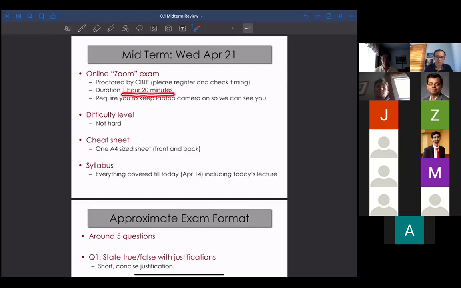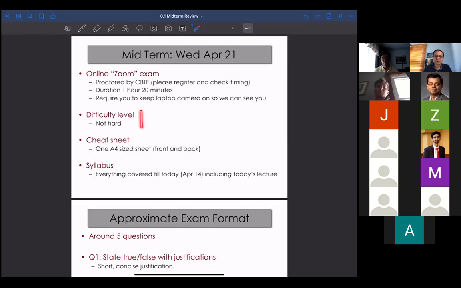Duration of the exam is 1 hour 20 minutes. You'll have 1 hour 50 minutes for the exam. My feeling is you'll be able to finish this well in time and upload it within 1 hour 50 minutes. This will be all pen and paper. You're going to take pictures and upload into Gradescope. Okay. CBTF exams, I hope all of you have given some CBTF exam by now. You'll be required to keep a laptop camera so that CBTF proctors can see basically what you are doing. Okay.